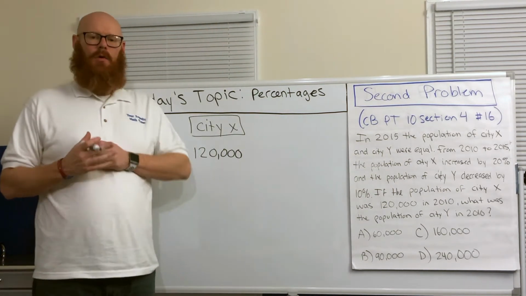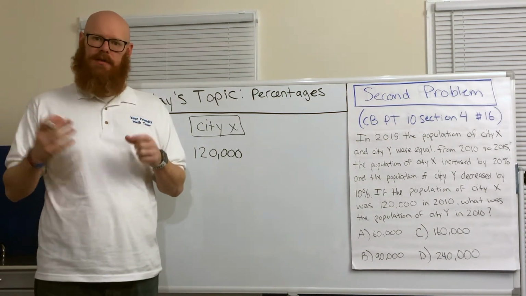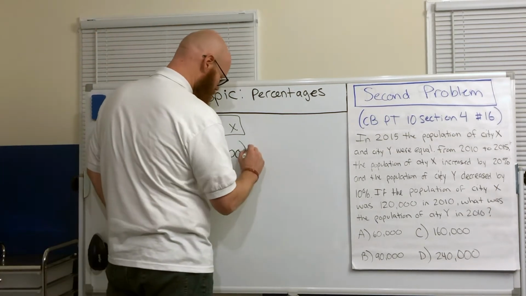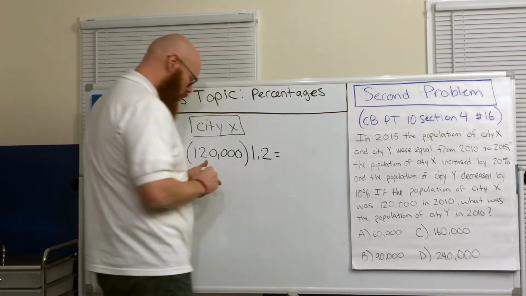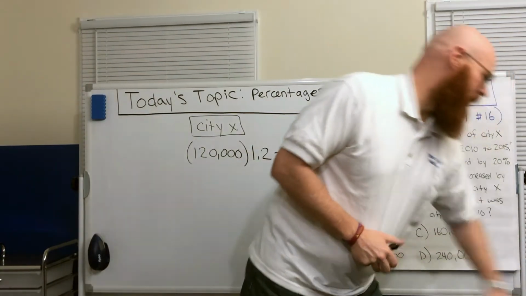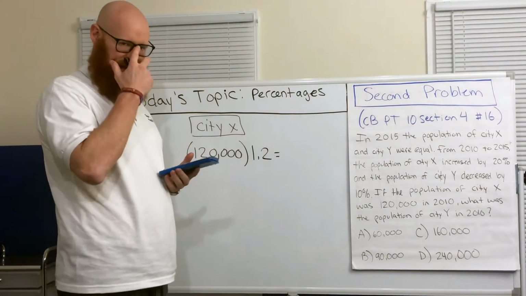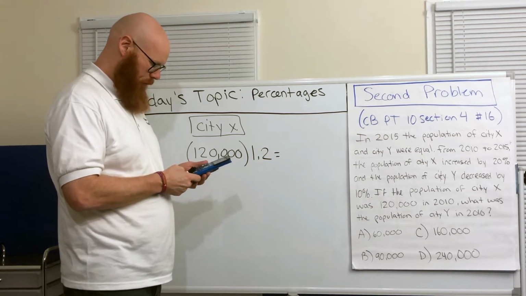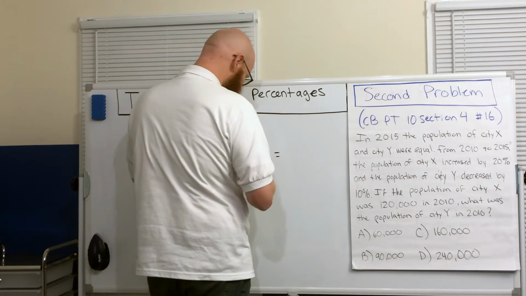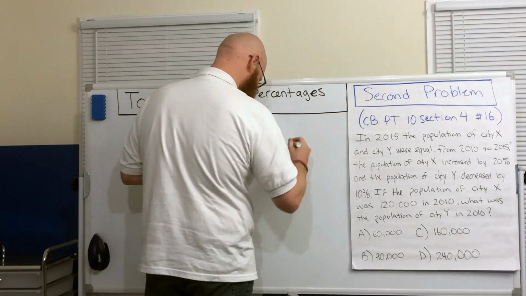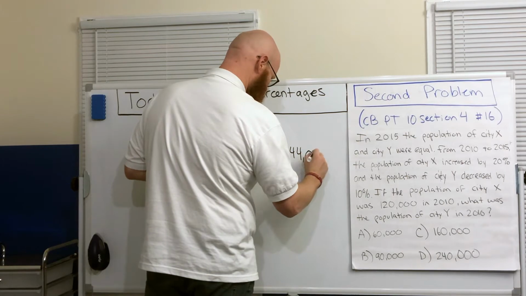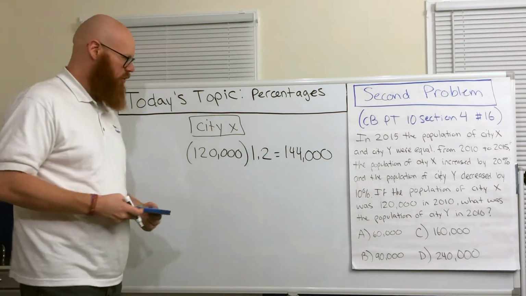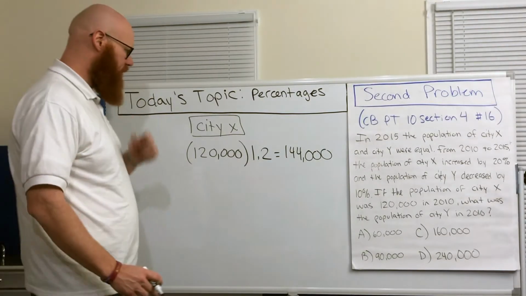So it increased, so it was 100% and it increased by 20, so now that's 120%, and as a decimal, that's 1.2. So this is going to give us what the population is for City X in 2015. So that's 120,000 times 1.2, and I get 144,000. All right. So that is the population of City X in 2015.